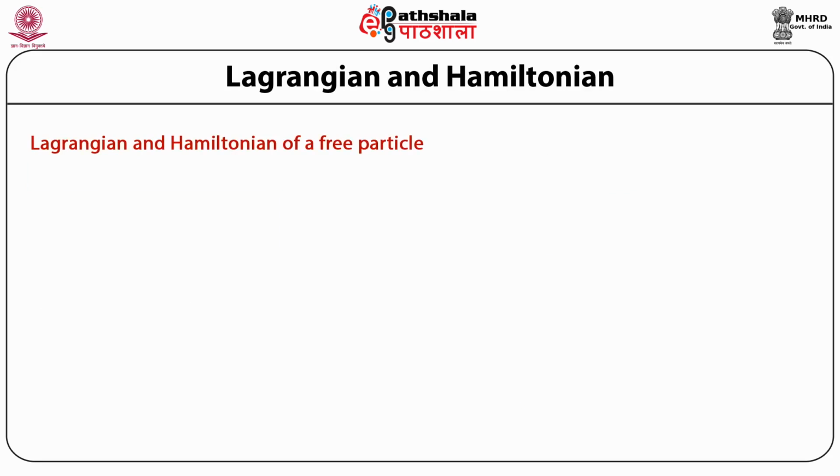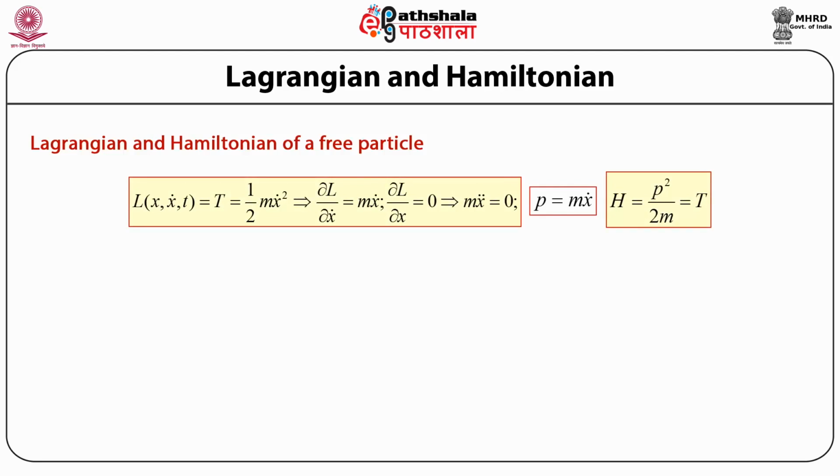Let us apply these equations to some simple cases of non-relativistic classical mechanics. If T is the kinetic energy of the particle and its Lagrangian is given by L dependent on x, x dot, and L equals T, which equals half m x dot squared, which implies del L by del x dot equals m x dot, and del L by del x equals 0, which implies m x double dot equals 0. This is the equation of a free particle moving along the x direction.